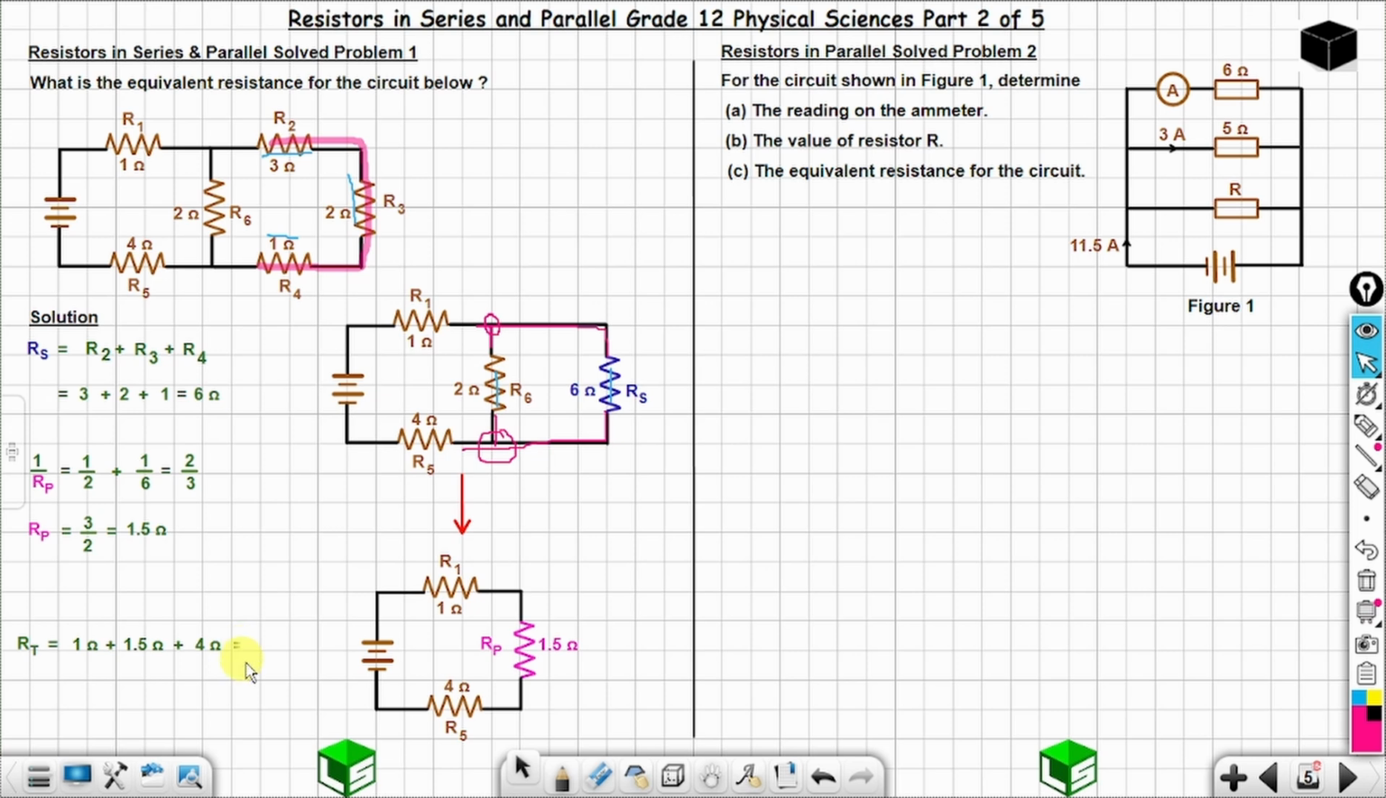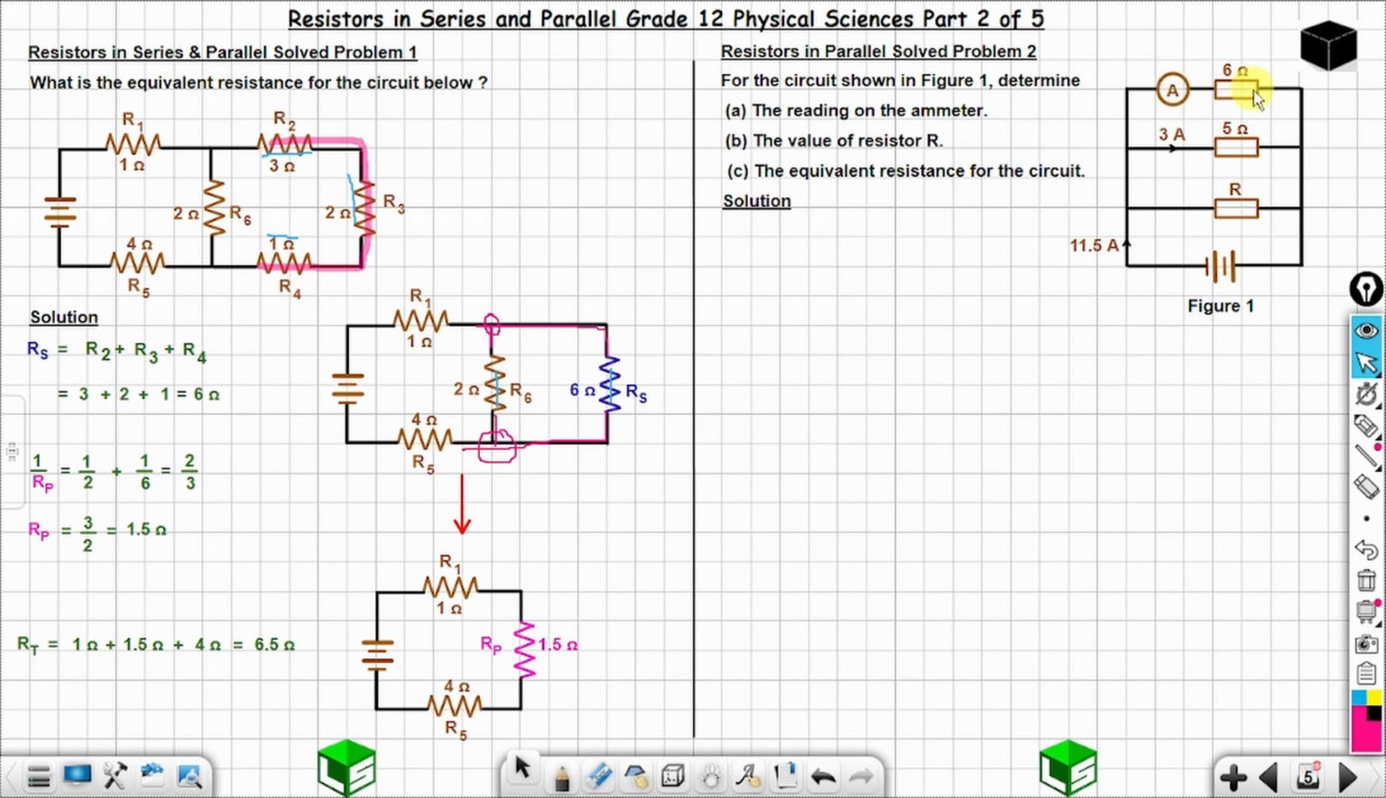You are going to have 6.5 ohms. Now, problem number 2. Solution for the circuit shown in figure 1. Determine A. The reading on the ammeter. You need to determine the current going through this 6 ohms resistor.